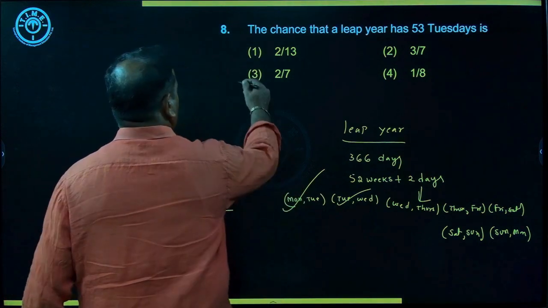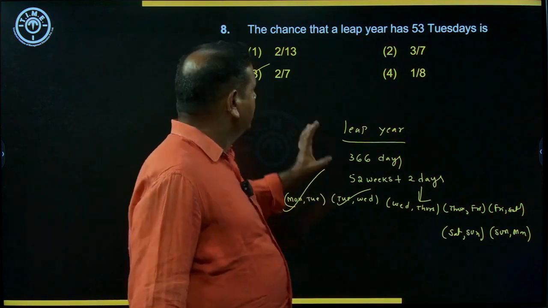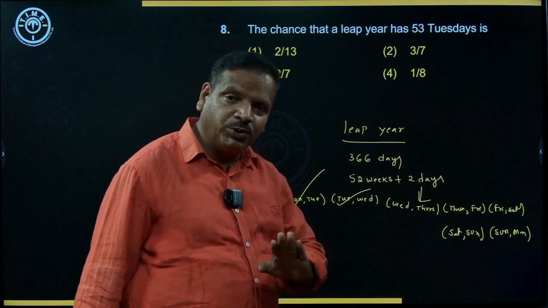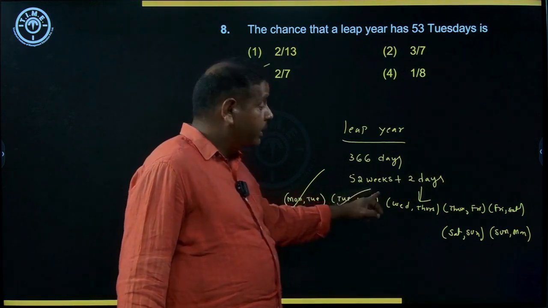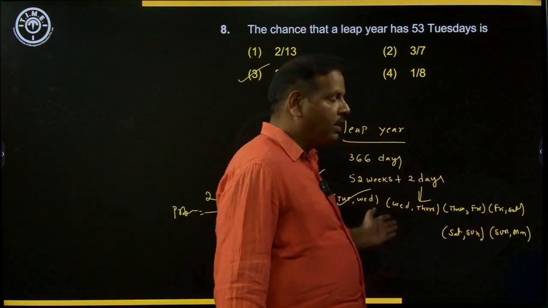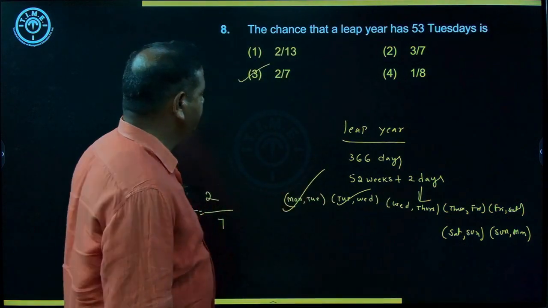Which option is that? Suppose the same question said exactly 52 Tuesdays. Already 52 Tuesdays are there, so the remaining 2 days must not contain Tuesday. Then those 5 choices become favorable, and the answer will be 5 by 7 in that case. But here the answer is 2 by 7.